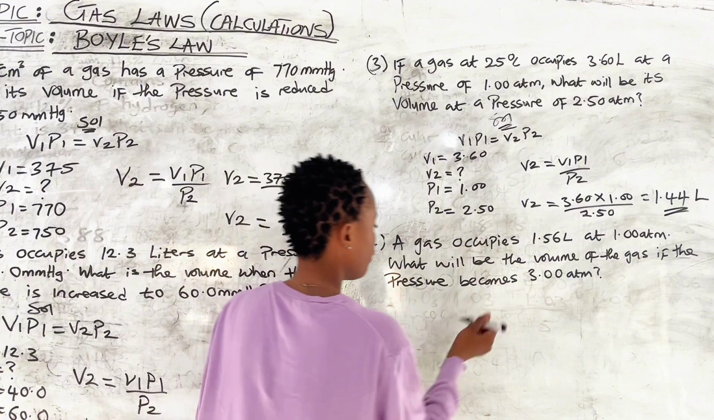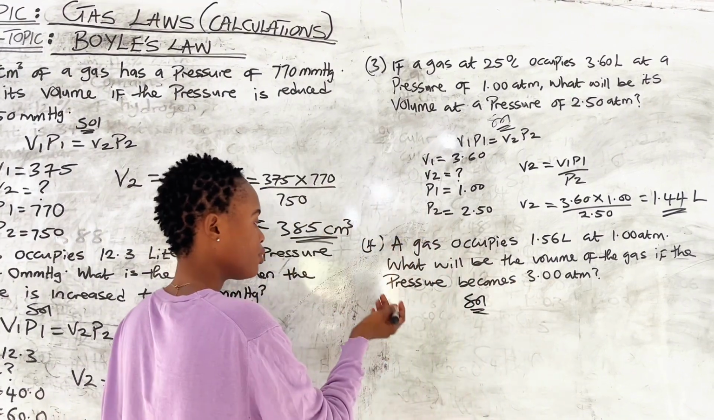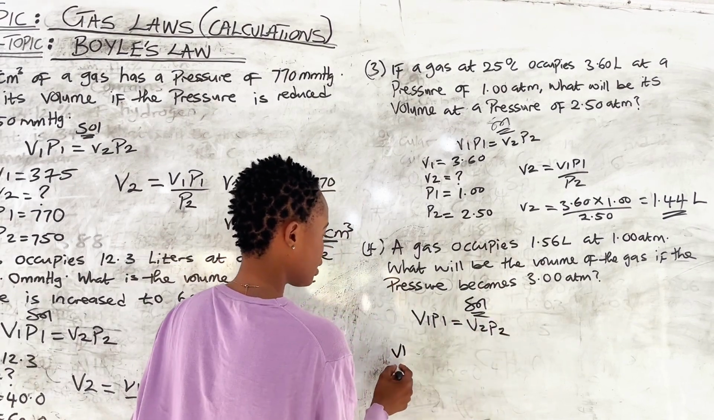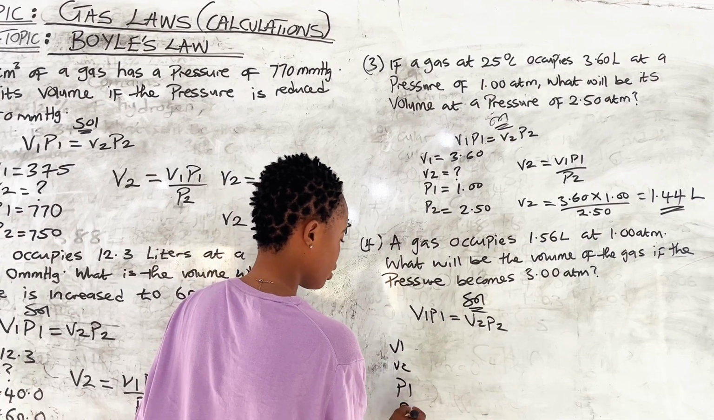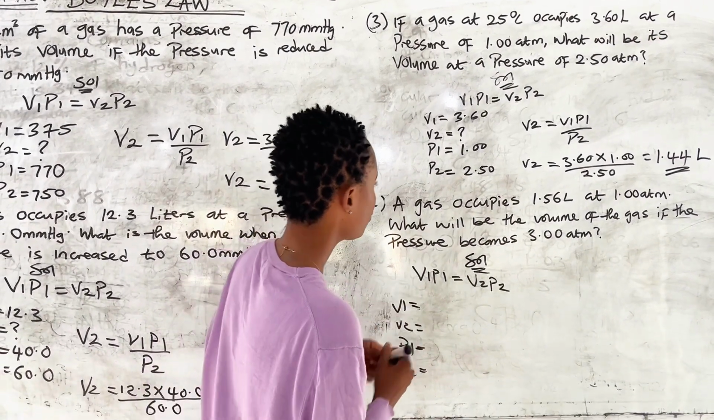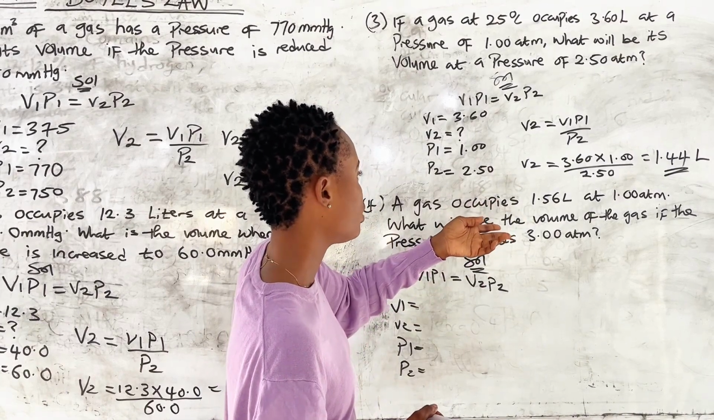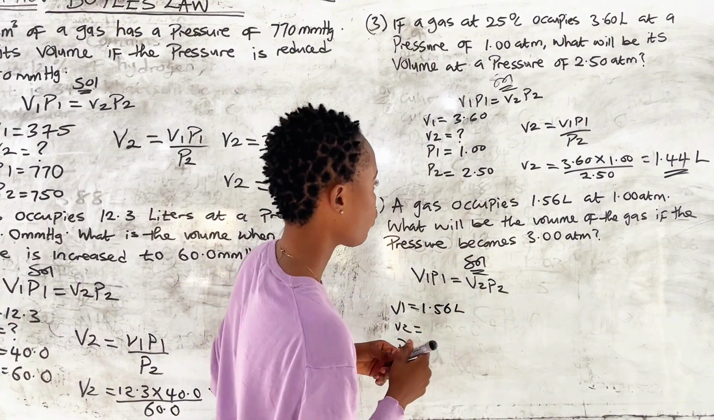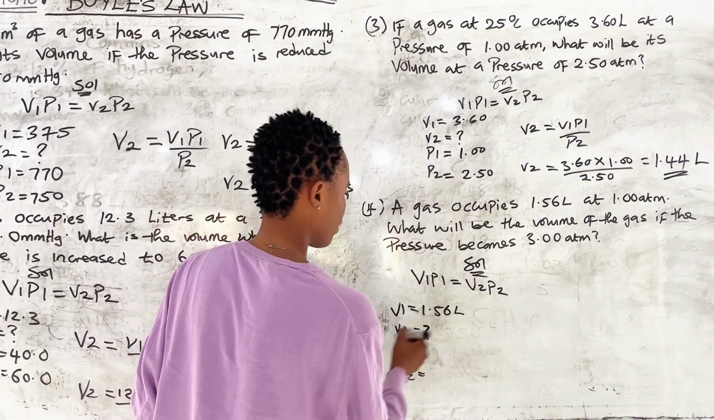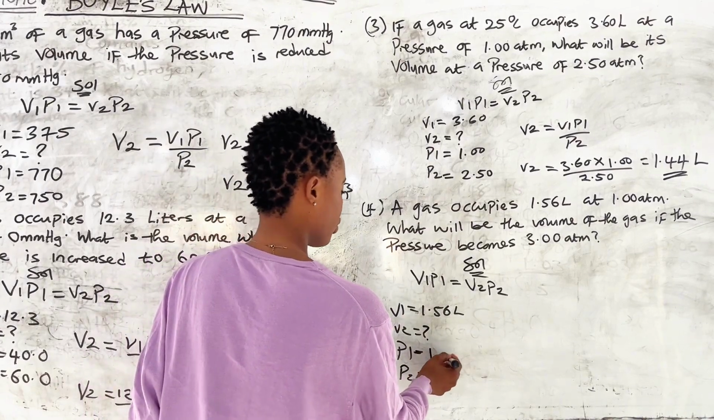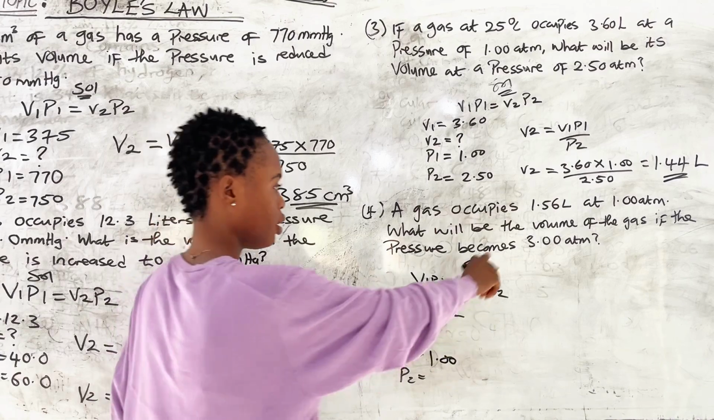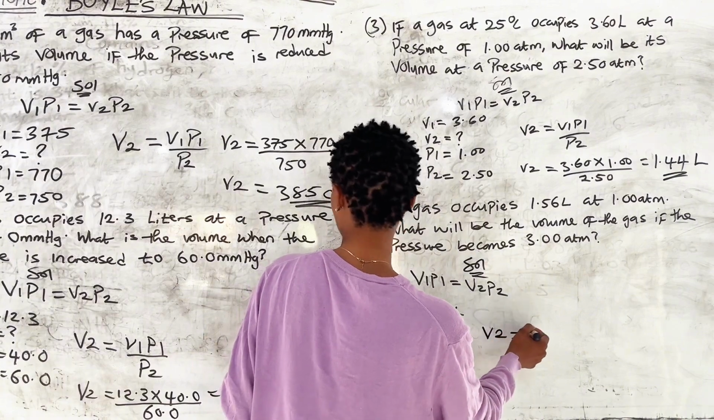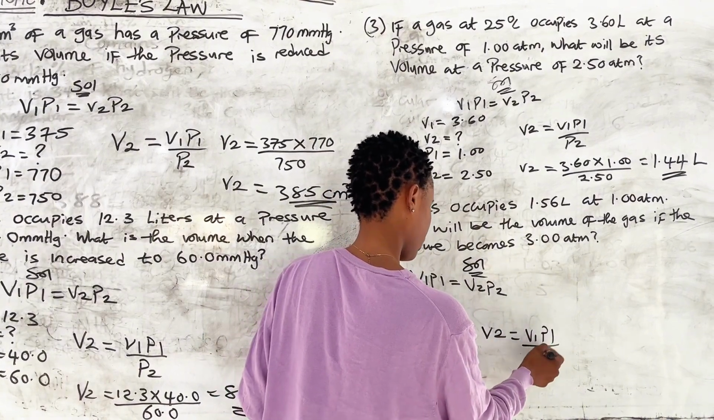So we're going to be solving the way we have previously solved. You write your formula, V1 P1 equals V2 P2. You write your parameters, V1, V2, P1, P2. So what is our V1? Our V1 is 1.56 liters. What's our V2? That's what we're looking for, so question mark. What's our P1? 1.00. Remember, atm is a unit of pressure. And what's our P2? 3.00. So the same subject of the formula, V1 P1 over P2.